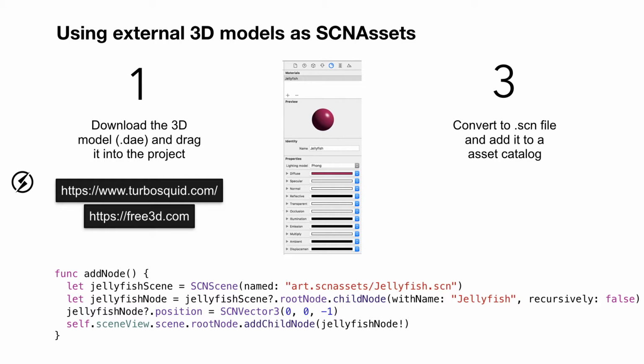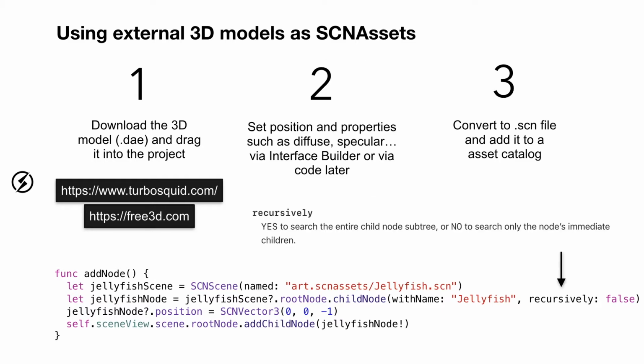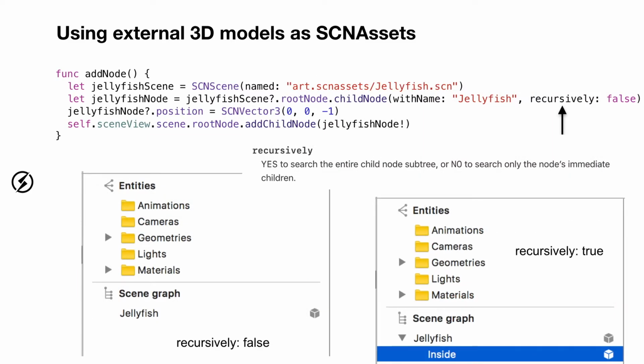Why recursively false? Because in this case, let me show you, here. Once you have added that, if you only have jellyfish, for example, recursively is false because it doesn't have to look inside of every node that is here. But in this case here, it would be true. If we wanted to get inside instead of jellyfish, we would have to put recursively true and pass it inside as the name. But that is the example I'm talking about. Recursively is false, and that's what it means.